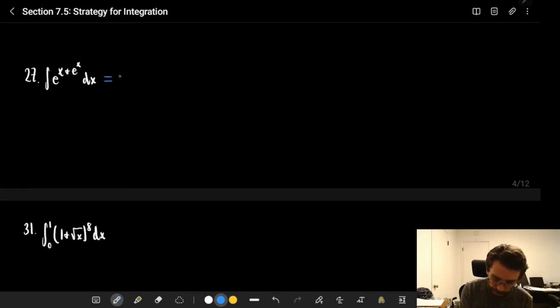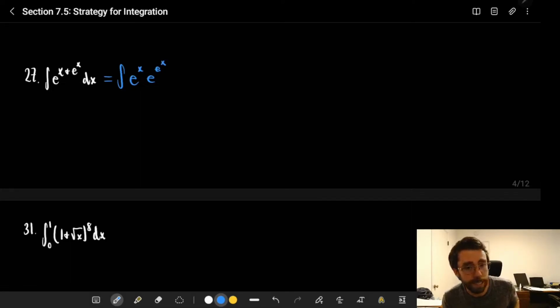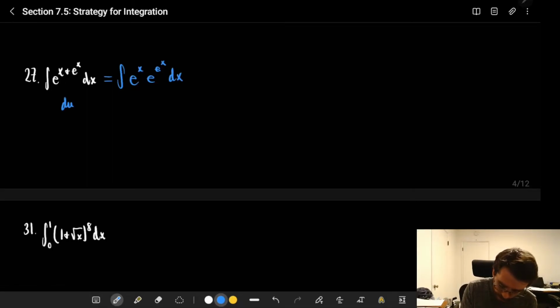The trick is to rewrite this before you do anything. Use rules of exponents. So e to the x, and then plus turns into multiplication, so it's e to the other exponent. Don't often see e to the x, but there it is. And now you can actually do that u sub. You could say u is e to the x, so du is also e to the x dx.